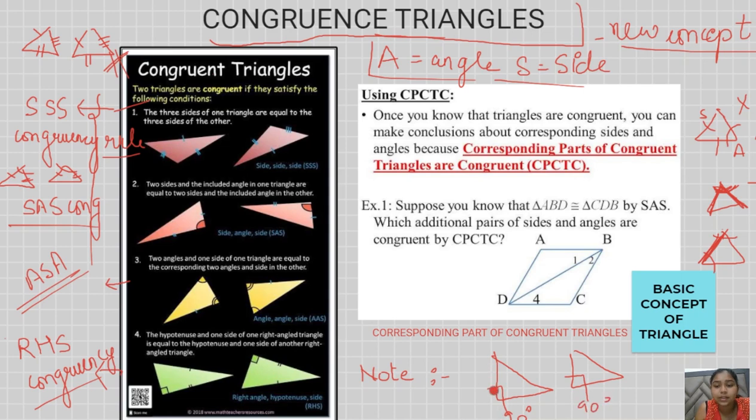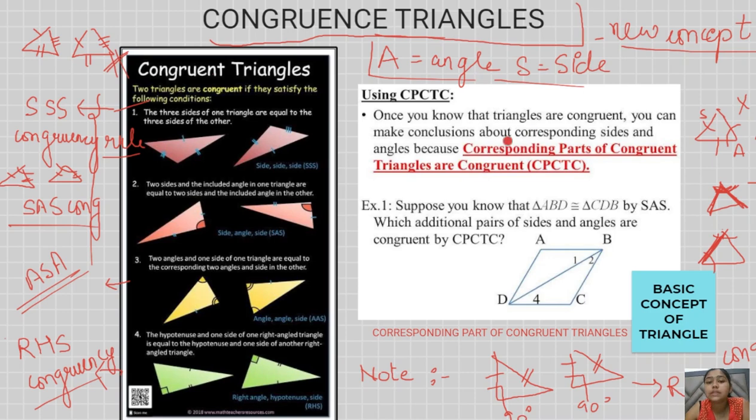Any side, either a base or a perpendicular, must be equal to each other, and the hypotenuse must be equal to each other. Then the two triangles will be called RHS congruent. Then they will be called congruent triangles.